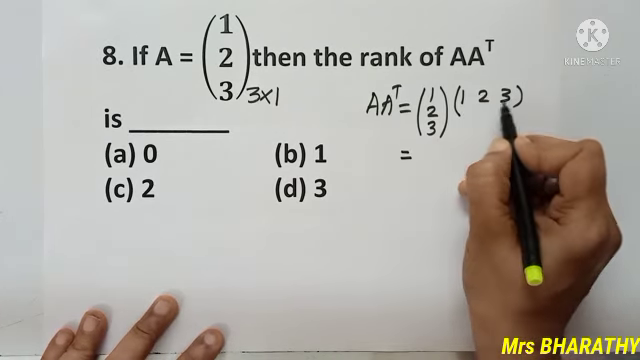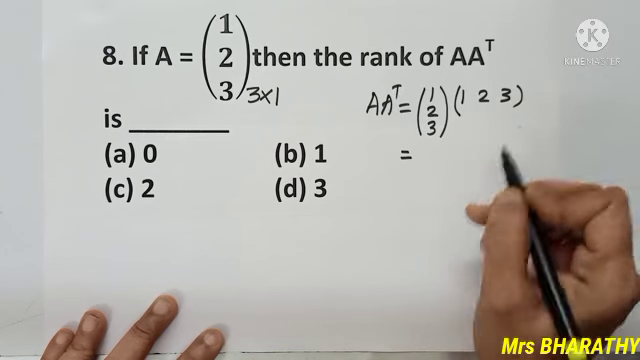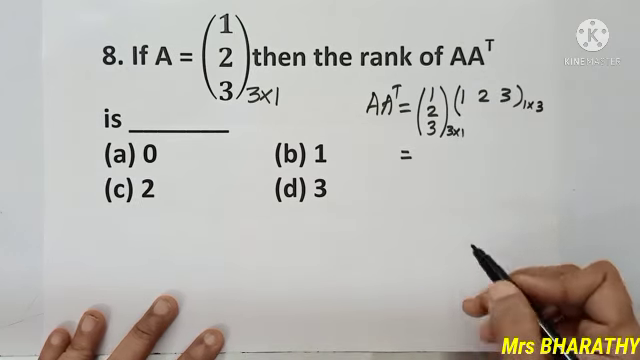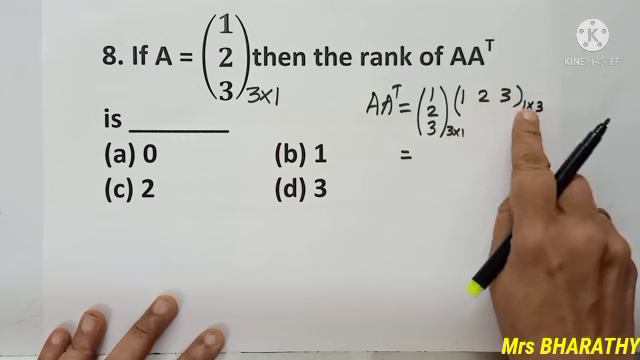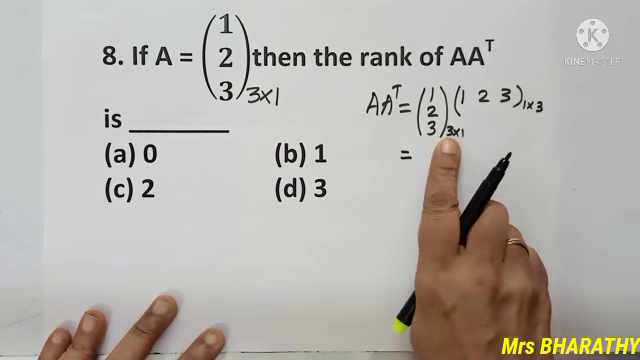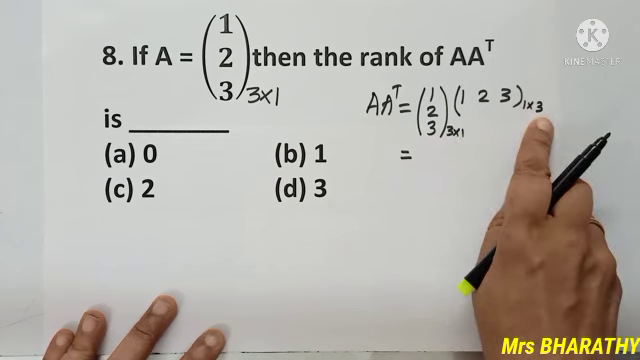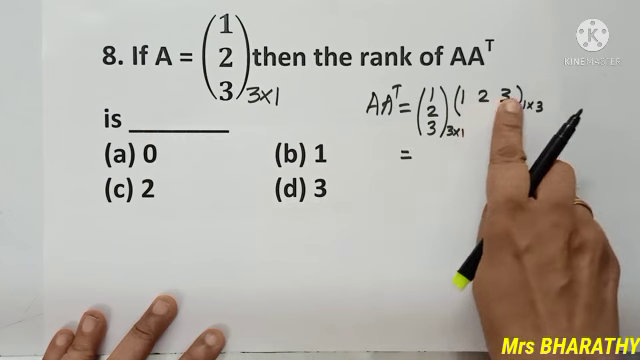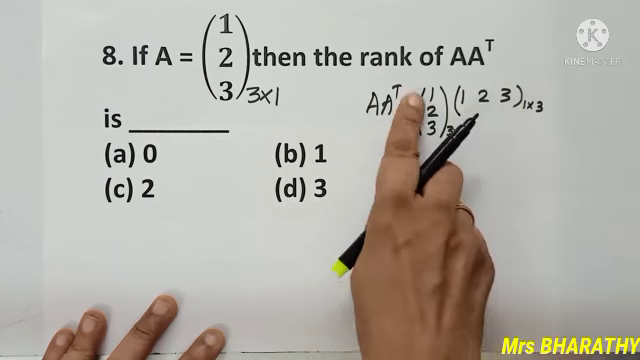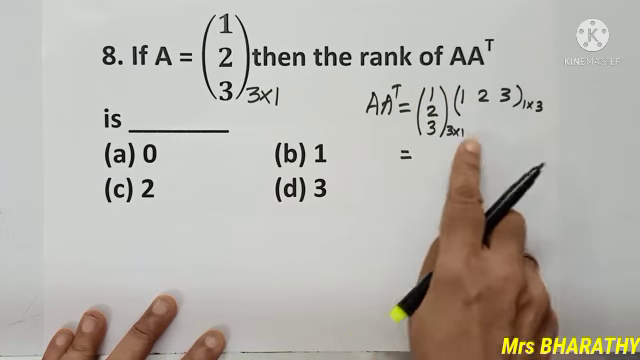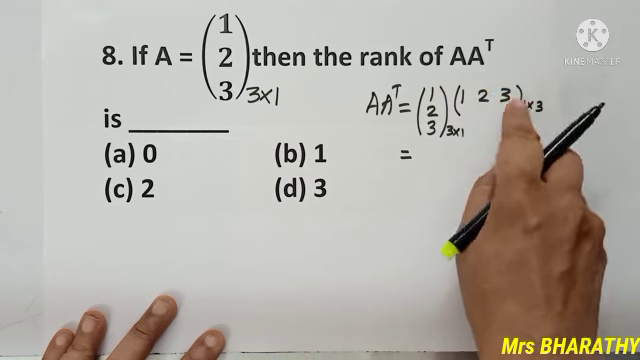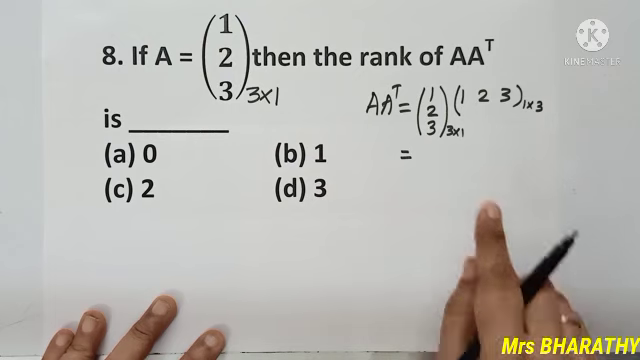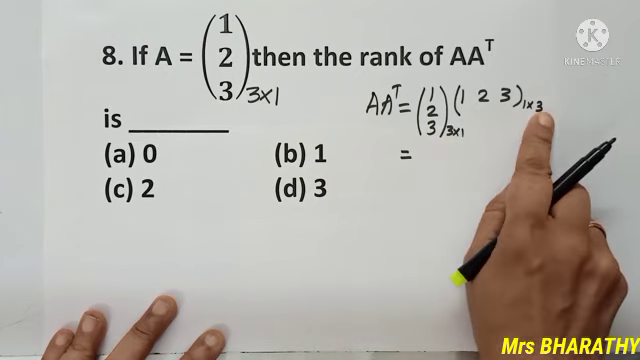What is the order of A transpose? It is 1 by 3. This is 3 by 1 and this is 1 by 3. When I multiply, 1 and 1 will get cancelled. My answer will have 3 rows, 3 columns. When I multiply, this is A which is 1, 2, 3. A transpose is 1, 2, 3 but it is a row matrix. Here there are 3 rows and 1 column, whereas here 1 row and 3 columns. As I multiply, 1 and 1 will get cancelled. We are left with 3 rows and 3 columns.